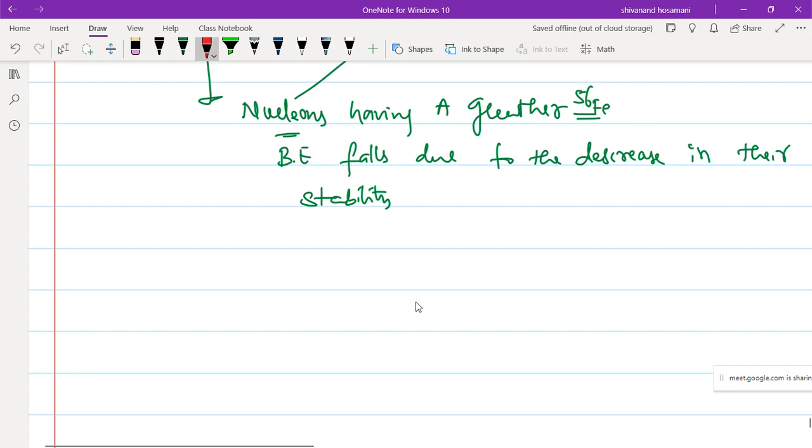So this is what we actually defined for the binding energy part. Remember, there is another concept.